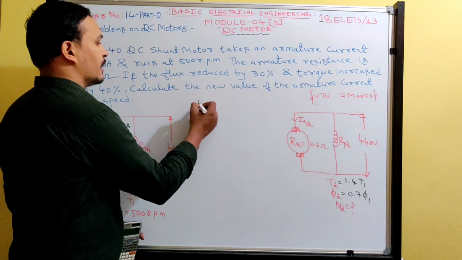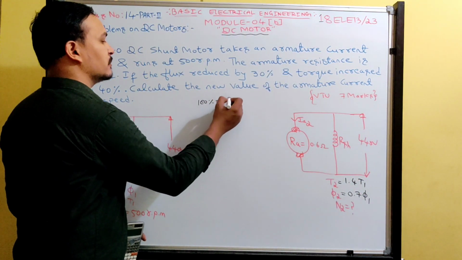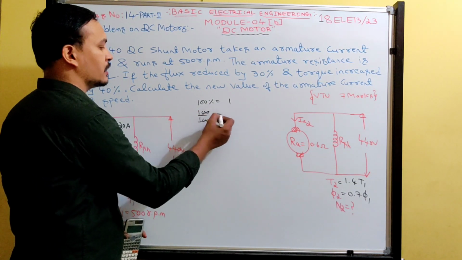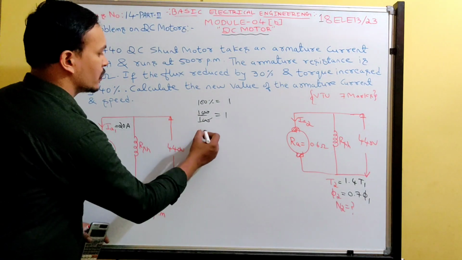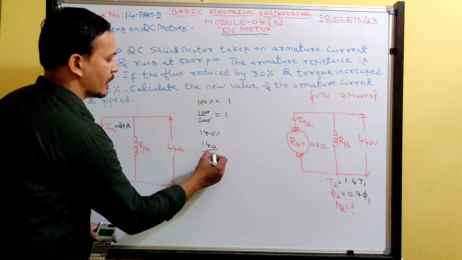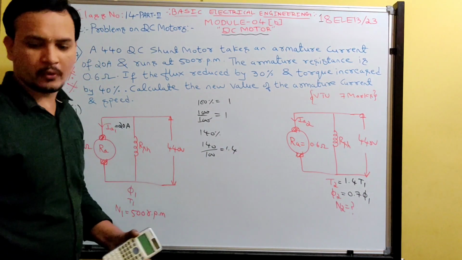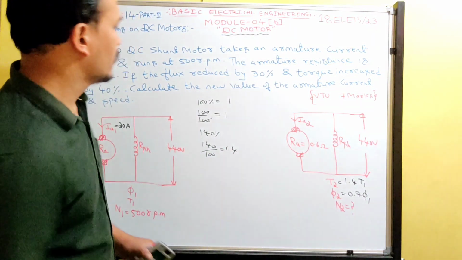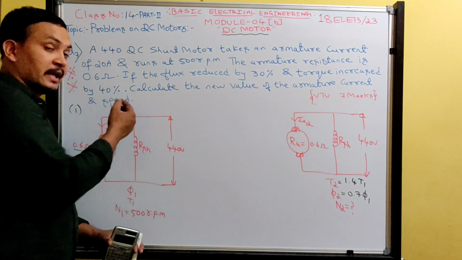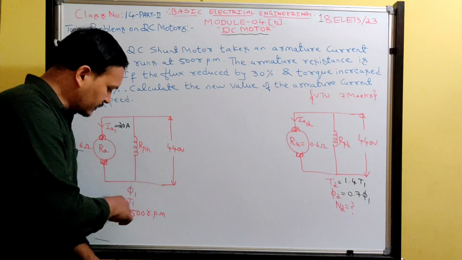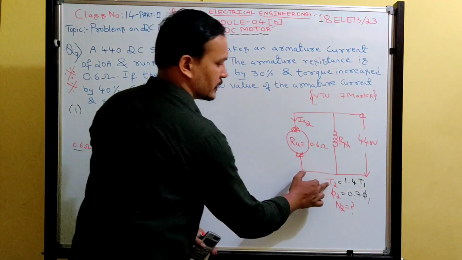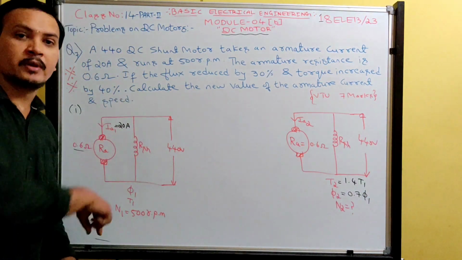See guys, 100% is nothing but 1 only. What is percent? 100 by 100. 100 by 100 is how much? 1. Okay. 140% becomes 140 by 100, it becomes 1.4. So very basics. Got it? Suppose the given torque decreased by 40%. This is 100%, reduce 40%. What is left? 60%. So the new torque will be 60% of previous torque.